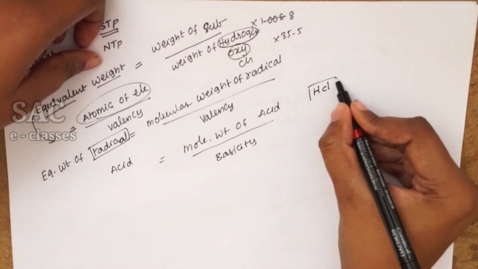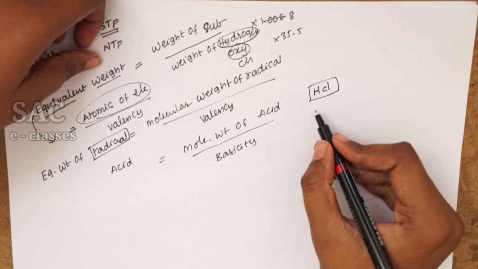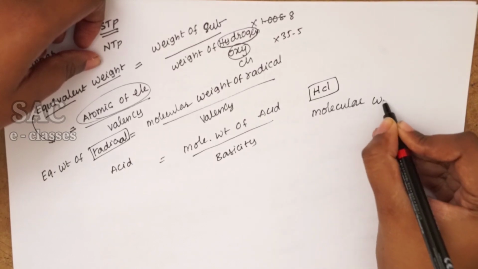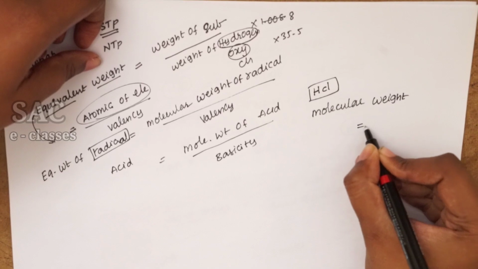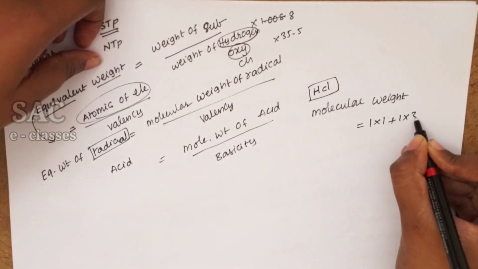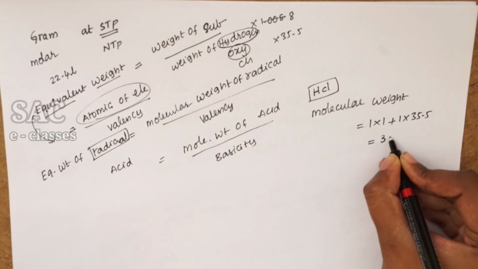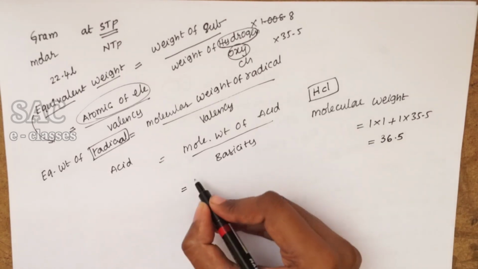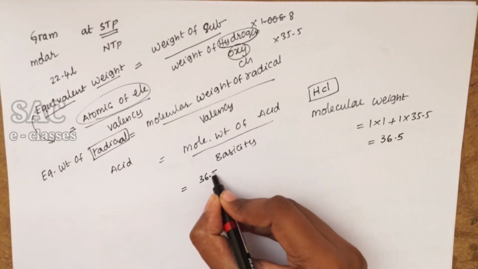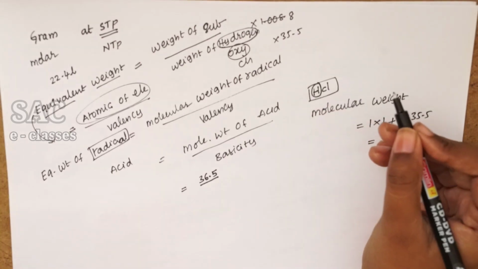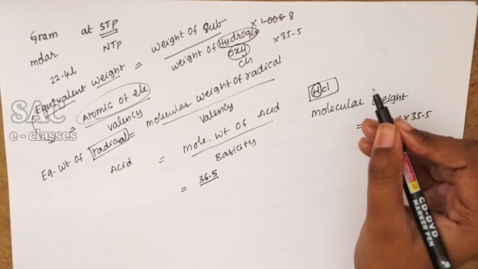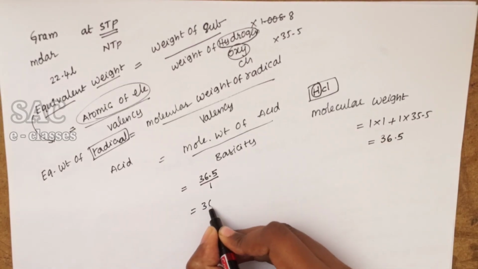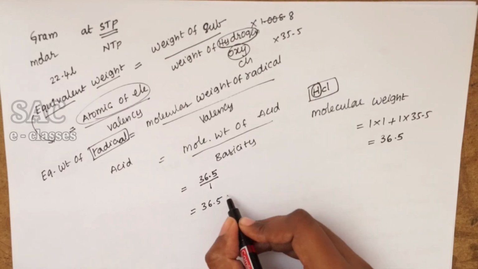First of all, find the molecular weight of HCl. Molecular weight is equal to 1 into 1 plus 1 into 35.5. Now the molecular weight of hydrogen chloride is 36.5. Now what is the equivalent weight of this acid HCl? Molecular weight of the acid by how many replaceable hydrogens are present. In HCl, 1 hydrogen is there, so its basicity is 1. So the equivalent weight of the acid is 36.5.